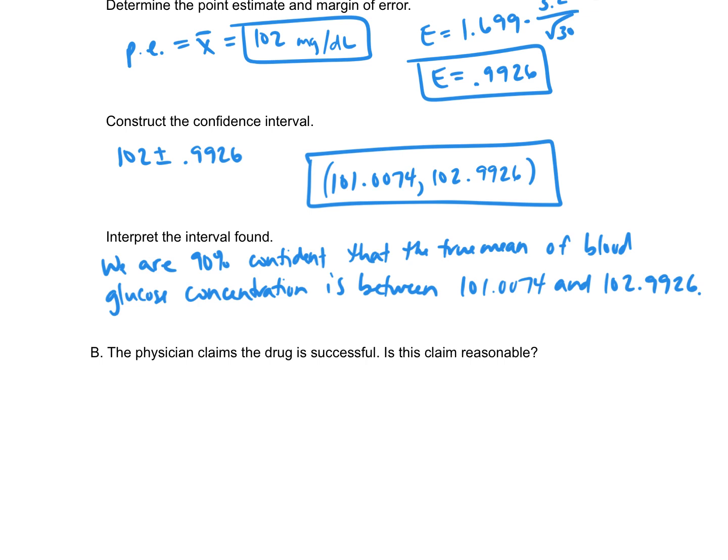Why is the claim reasonable then? If you say that it is, why? So read the problem. What did it say is considered successful? Lower than 110. Is our confidence interval entirely below 110? Yes, therefore we say that this is successful. So yes, because our confidence interval is below 110.